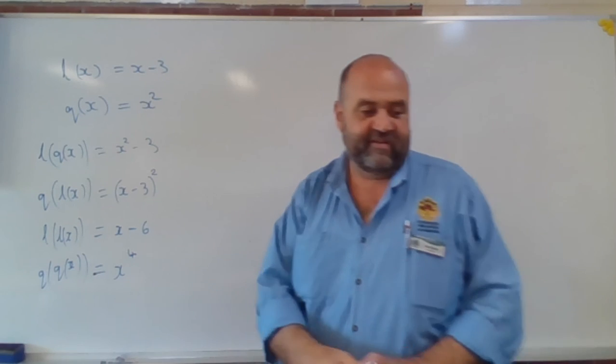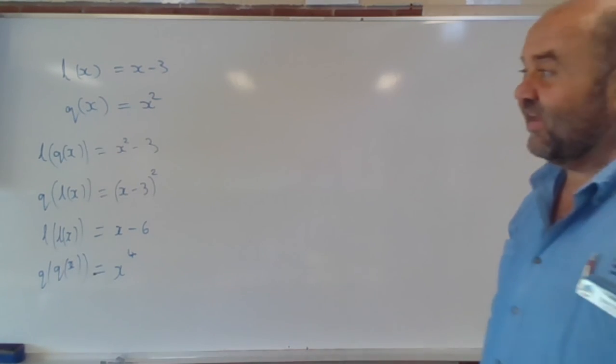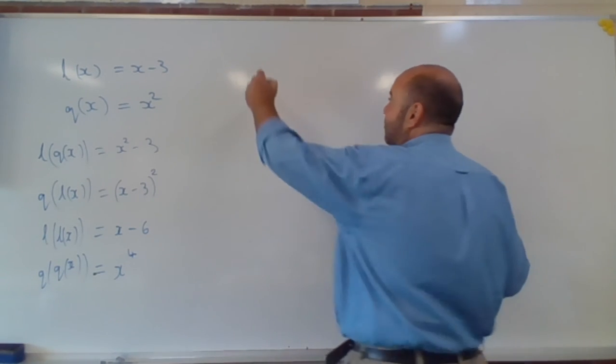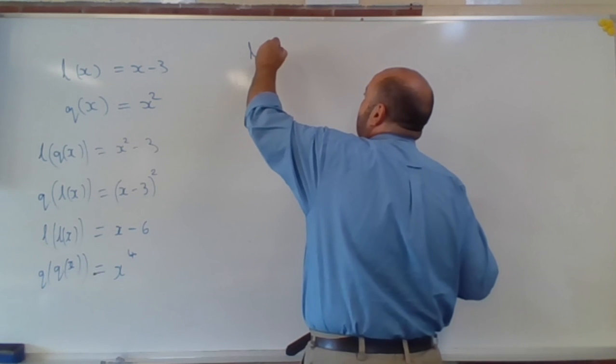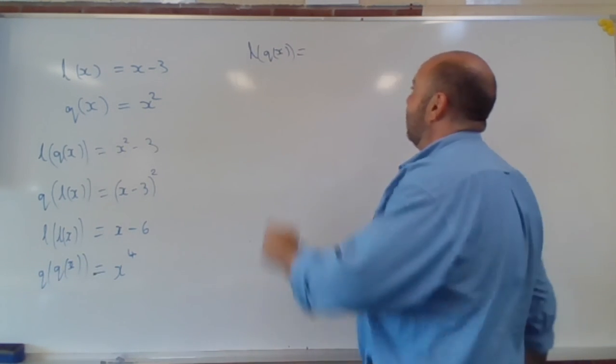And now we'll look at part C. Part C says that we have to determine the domain and range of L of Q of X. Well, L of Q of X is X squared minus 3.